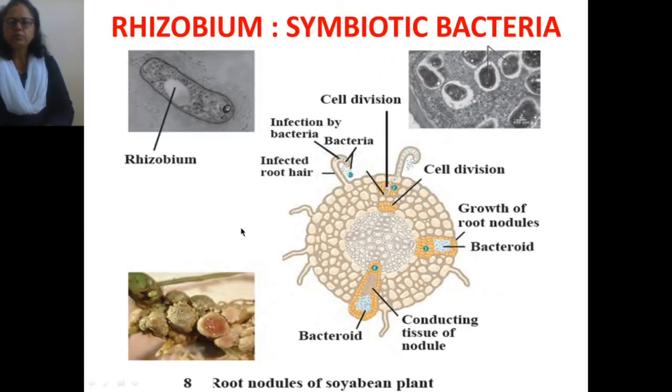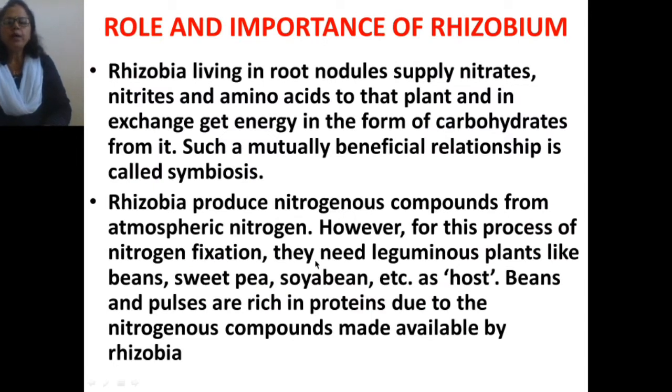Now see our second useful microorganism is rhizobium. See the figure of this rhizobium, how it is. Here is the root nodules of this soybean plant. Now, rhizobia living in root nodules supply nitrates and nitrites and amino acid to that plant, and in exchange get energy in the form of carbohydrates from it.